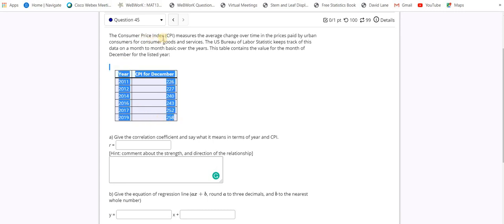The Consumer Price Index, CPI, measures the average change over time in the prices paid by urban customers for consumer goods and services. The U.S. Bureau of Labor Statistics keeps track of this data on a month-to-month basis over the years. This table contains the value for the month of December of the listed years. We want the correlation coefficient and see what it means in terms of year and CPI.